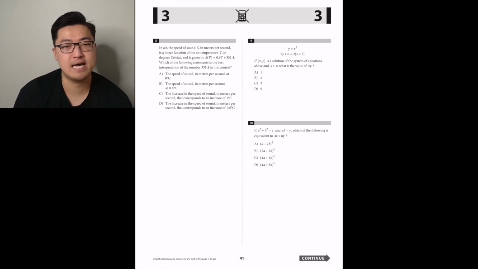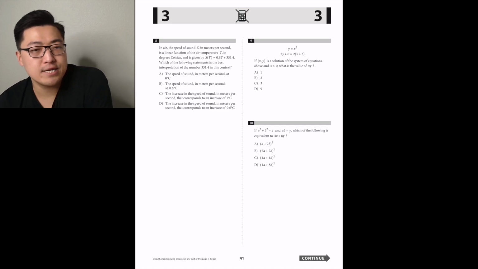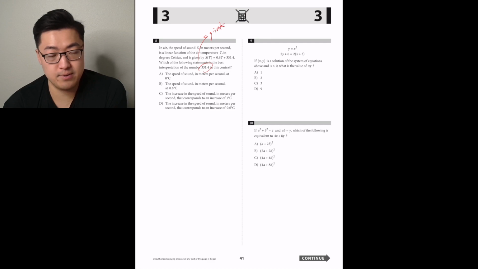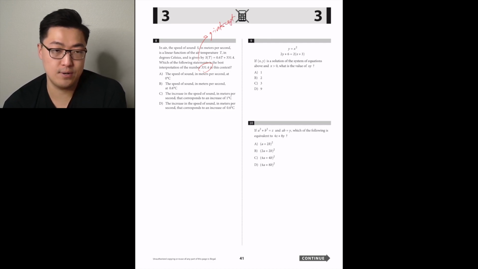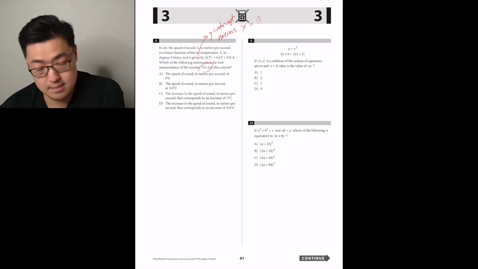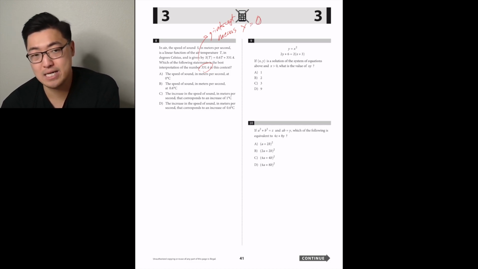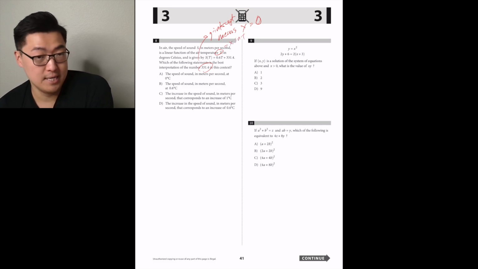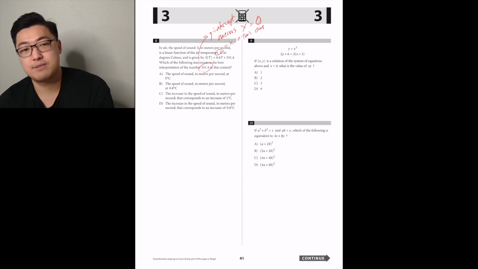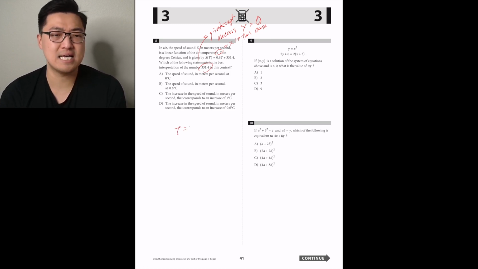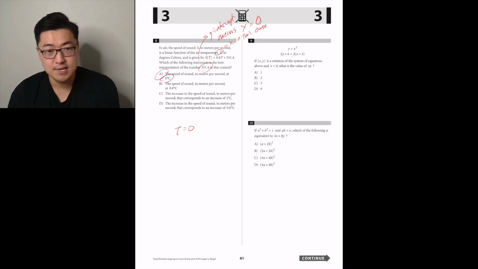In air, the speed of sound in meters per second is a linear function of the air temperature T in degrees Celsius and is given by S of T equals 0.6T plus 331.4. Which of the following statements is the best interpretation of the number 331.4 in this context? 331.4 would be the y-intercept, and we all know that y-intercept is SAT speak for x equals 0. The x in this case is T, so 331.4 represents when T is 0. T is degrees Celsius, so it's A, because that says that's at 0 degrees Celsius.